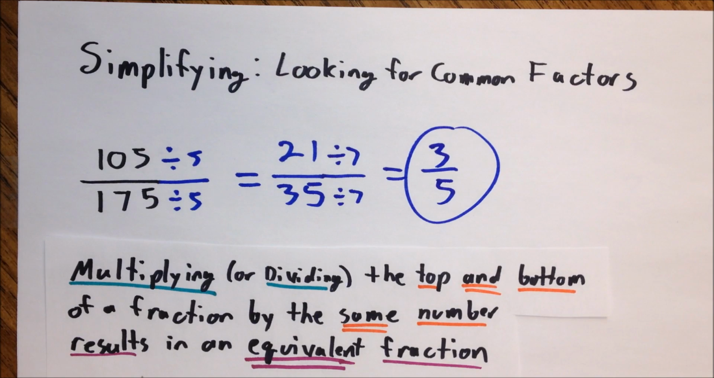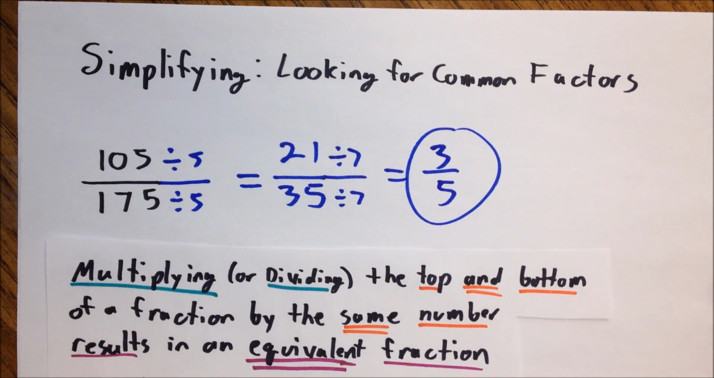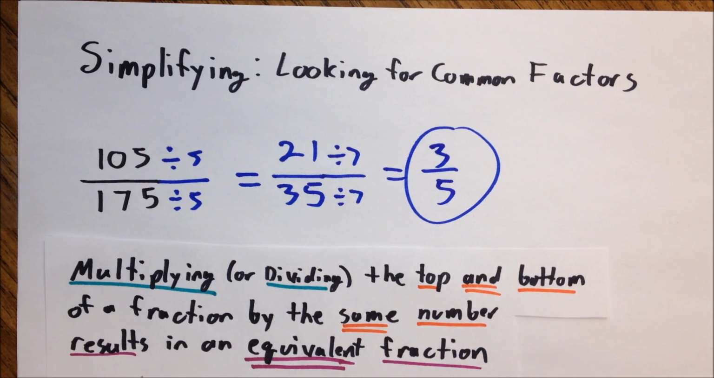The truth is that there really is no difference between writing the number 105 over 175 or writing the number 3/5. They're both correct. They're both appropriate answers. It just seems that this number is a little bit easier for us to think about because our brains do better with smaller numbers than with really large numbers. So that's why we often work to simplify it.